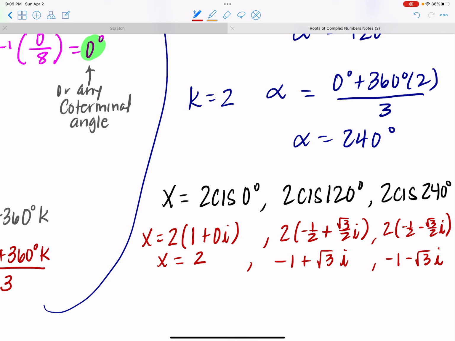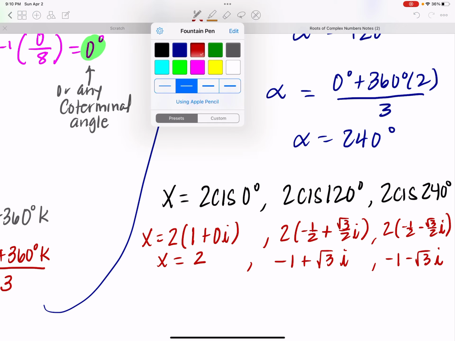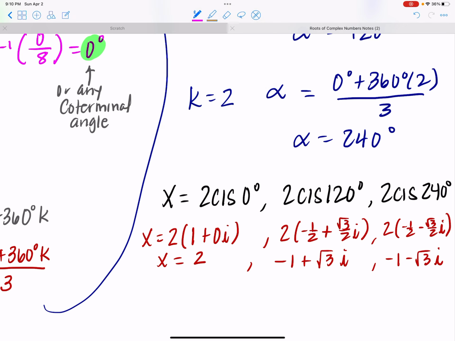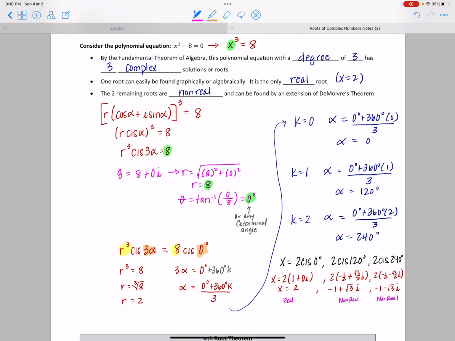Again, all three being complex solutions, but one which is a real solution, and then two which are non-real. So non-real, or we could say imaginary. But all three solutions nonetheless. Now this is definitely more work than having to, let's say, use factoring as an option, but again, factoring isn't always an option.